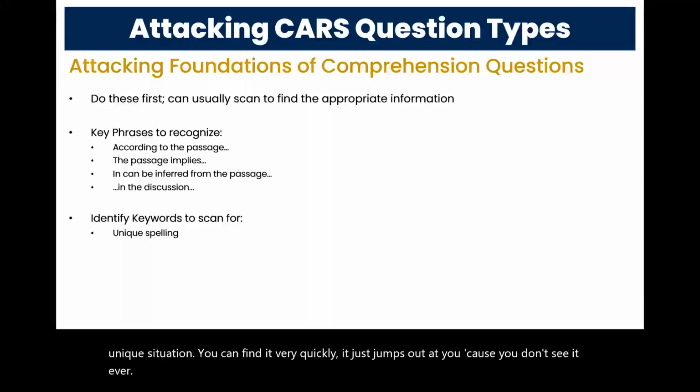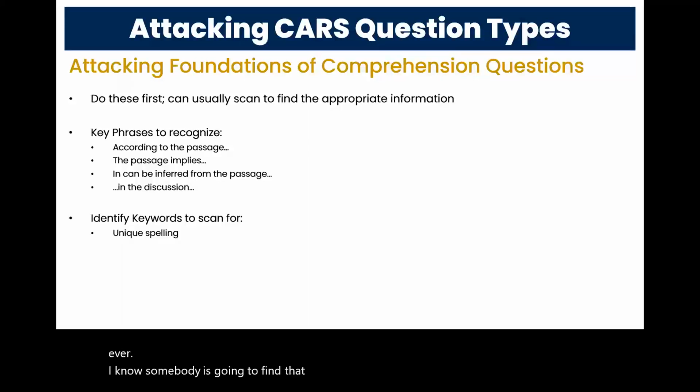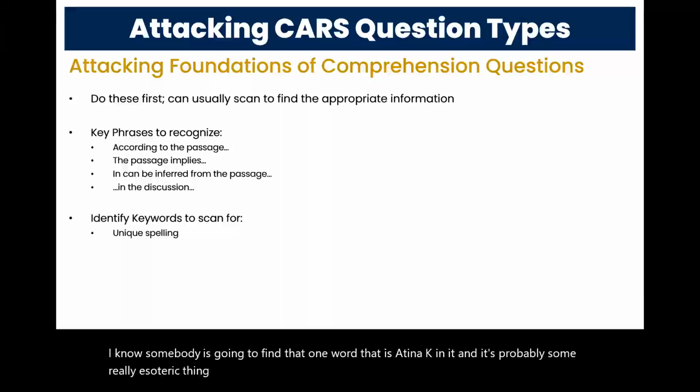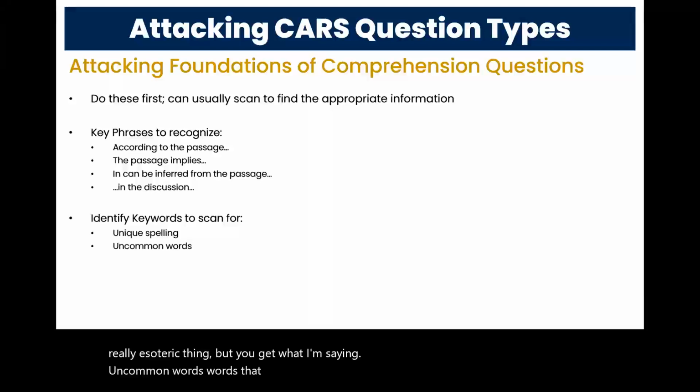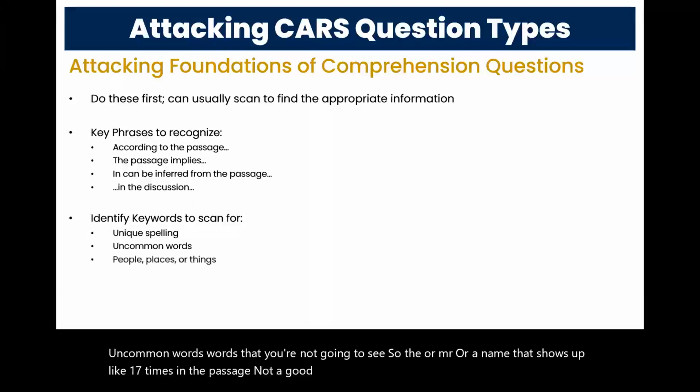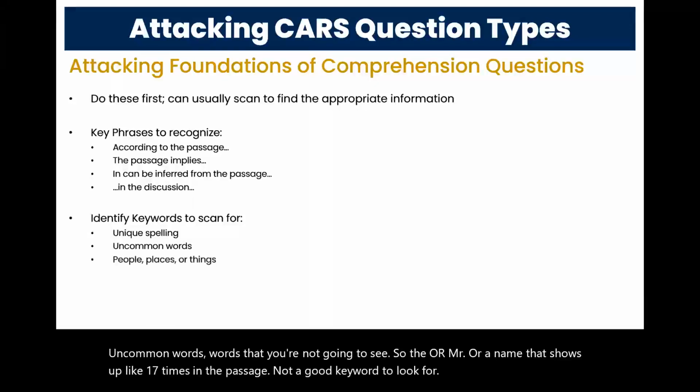Now I know somebody's going to go find that one word that has a T and a K in it, and it's probably some really esoteric thing, but you get what I'm saying. Uncommon words that you're not going to see. So "the," or "Mr.," or a name that shows up like 17 times in the passage, not a good keyword to look for. People, places, or things.